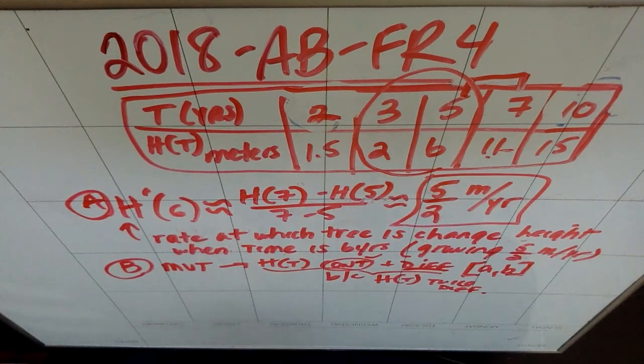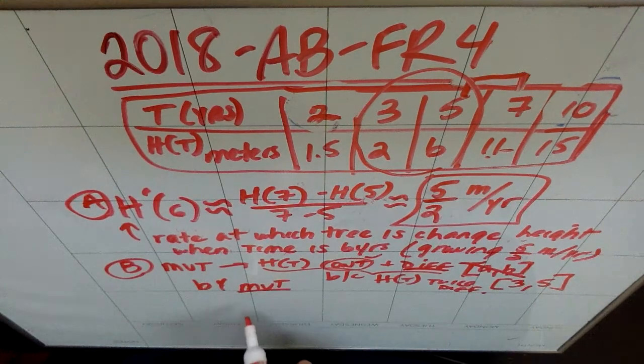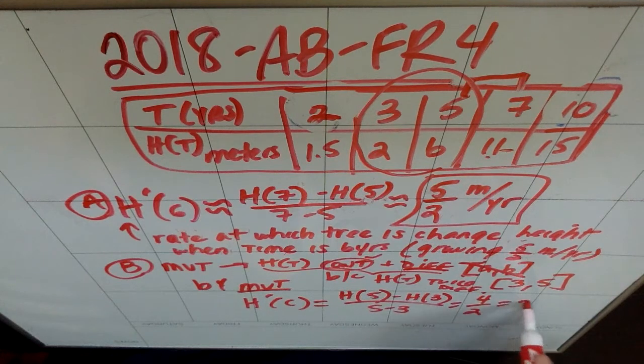So by the mean value theorem, instead of saying just random A and B, I'm going to say that I know that h of t has to be continuous and differentiable on the window from 3 to 5. So by the mean value theorem, h prime of some c in this window has to equal h of 5 minus h of 3 over 5 minus 3, right, which is definitely a 4 over 2, which is a slope of 2. So for some c in the open window from 3 to 5.